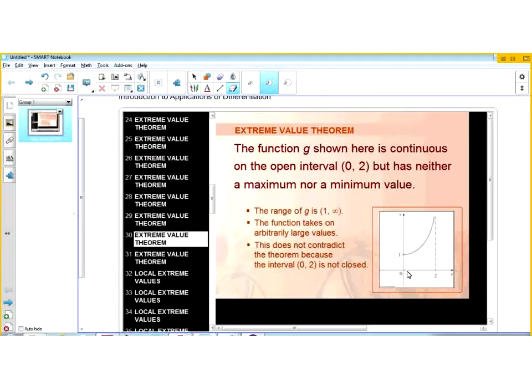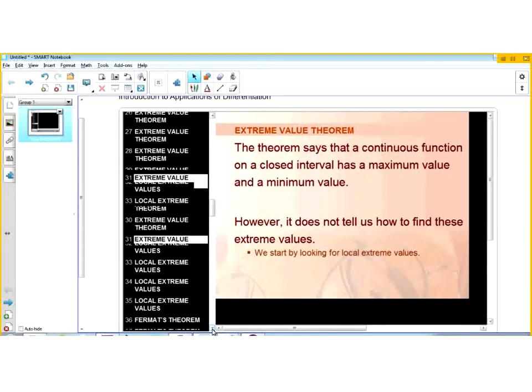So you see why it's open? Because the function is not defined at the endpoints of the interval 0 to 2. There's no closed interval for which this function is defined. None. Okay? All right, so what's next? Okay.